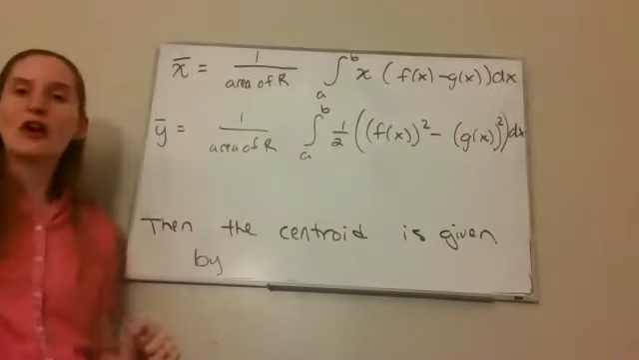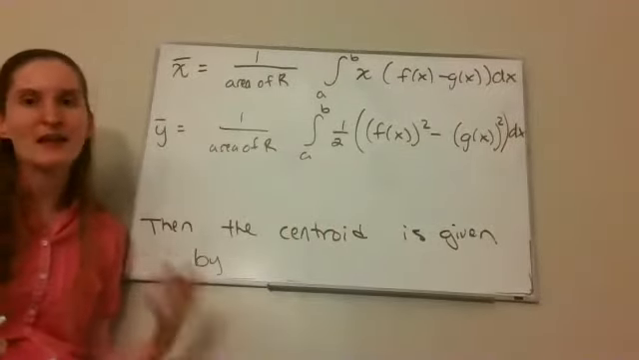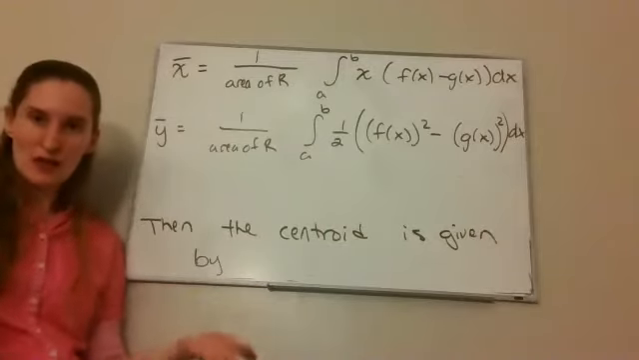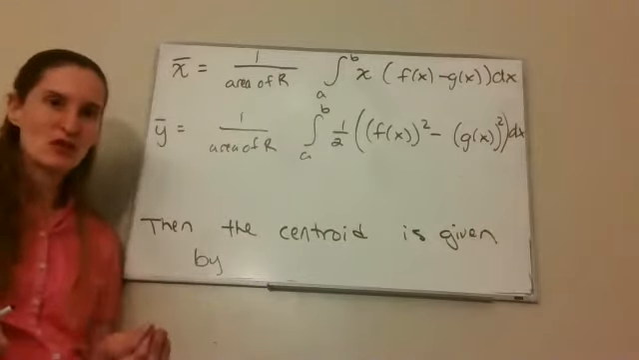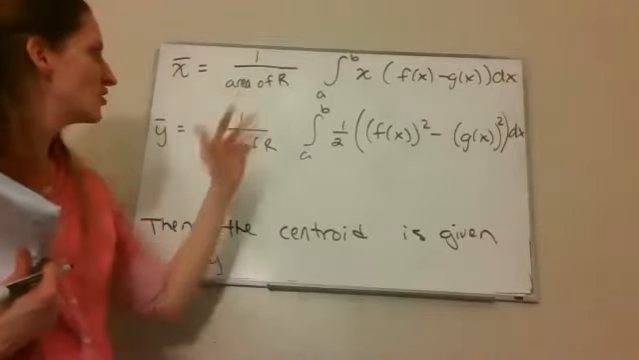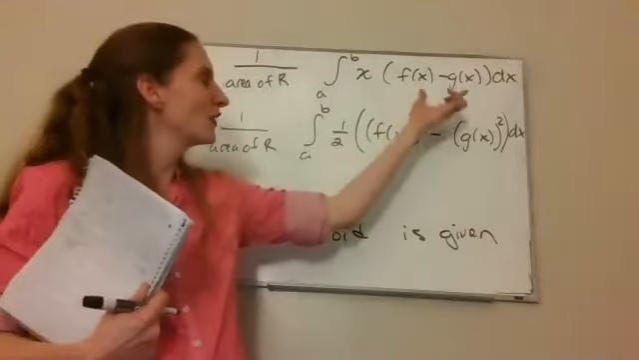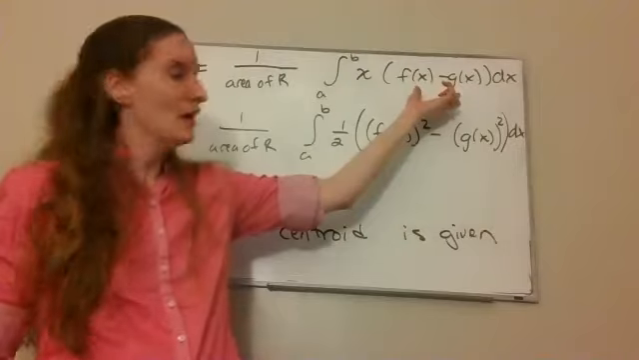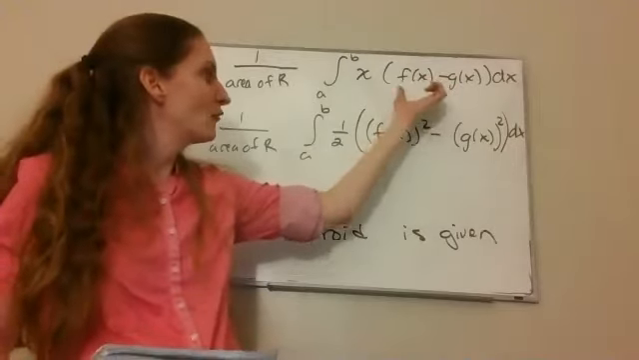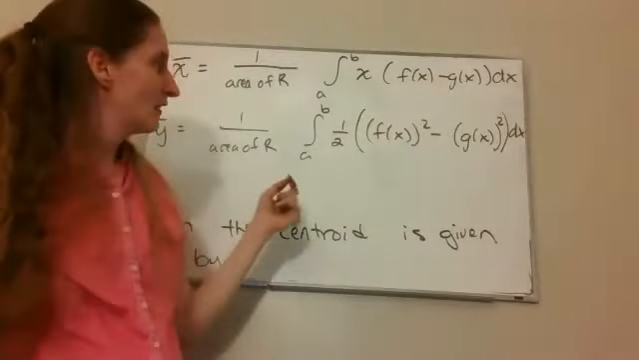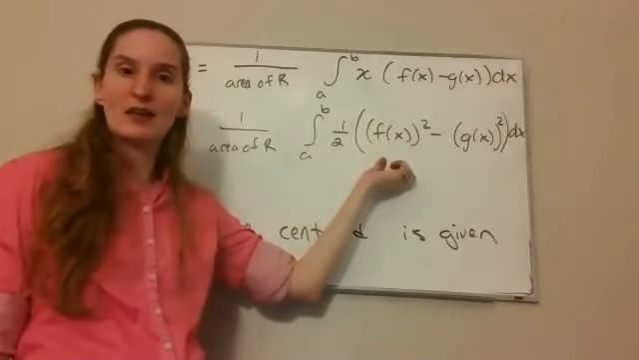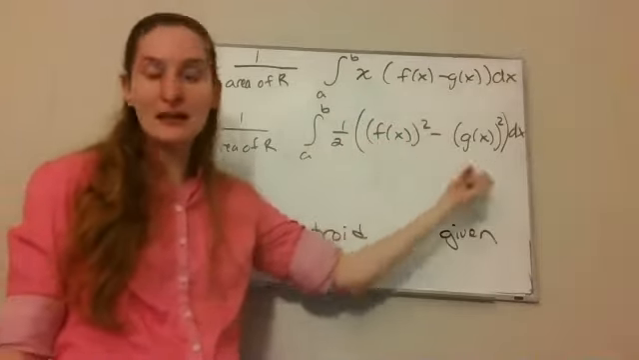So the area of R would be the integral from a to b of f minus g. We've done that before when we did area between two curves. And the only thing that changed in these formulas here is instead of just having an f of x up here, I'm going to have an f minus a g. And instead of having just f of x squared down here, we have the f squared minus the g squared.